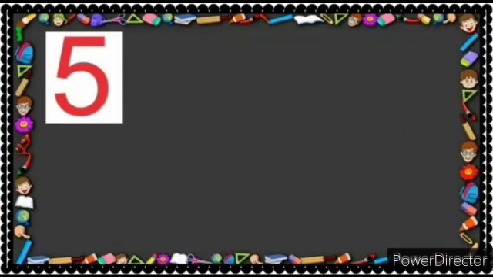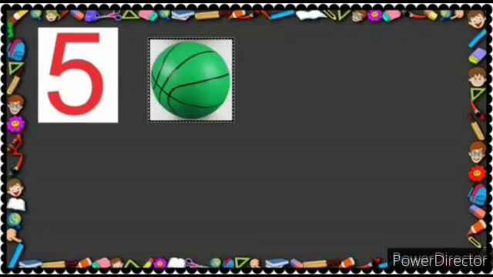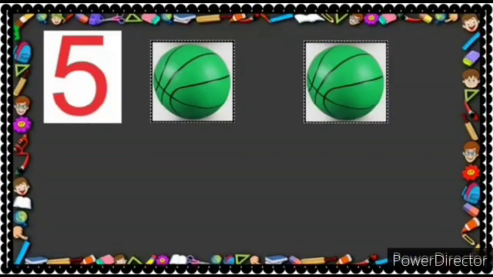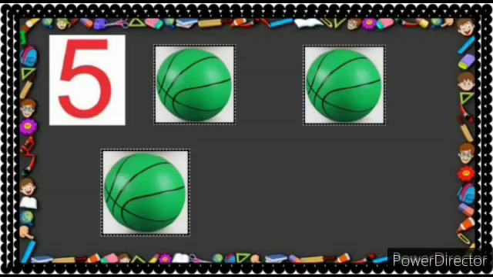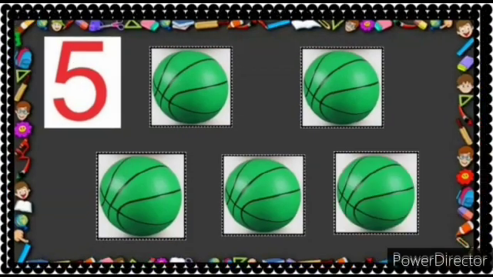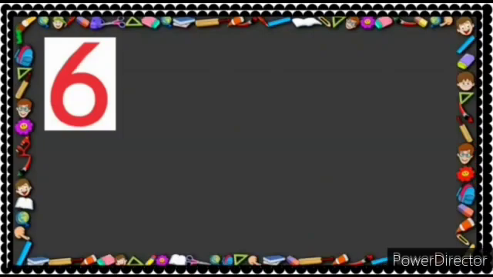This is number 5. 5 means 5 objects. Let's count. 1, 2, 3, 4, 5. There are 5 balls. Now children, tell me what comes after 5? Yes, correct. 6. This is 6. Yes, 6 means 6 objects.